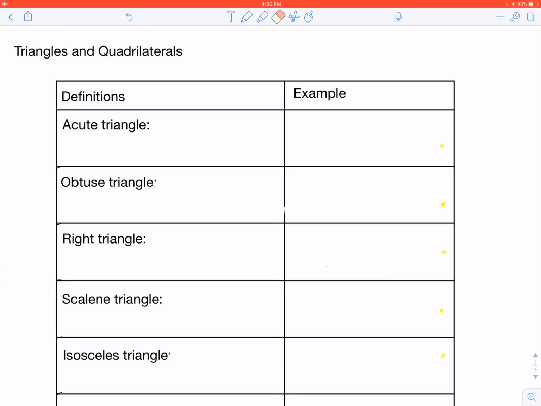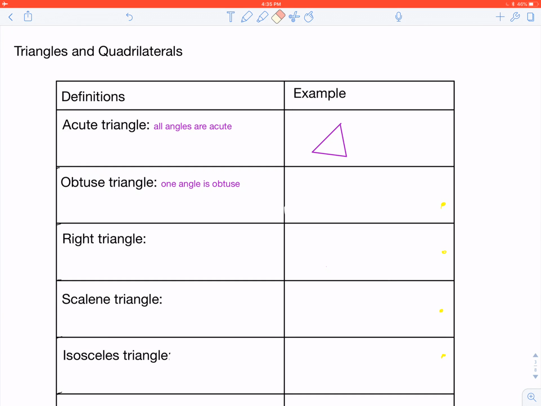Hey folks, this is a video still from section 11.2 where we talk about triangles and quadrilaterals and their definitions. So the first one is going to be the acute triangle. This is a triangle where all the angles are acute, less than 90 degrees. Here would be an example of that.